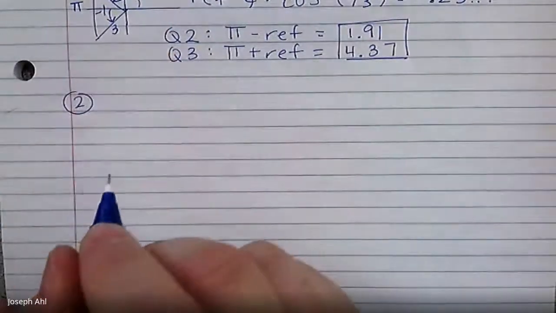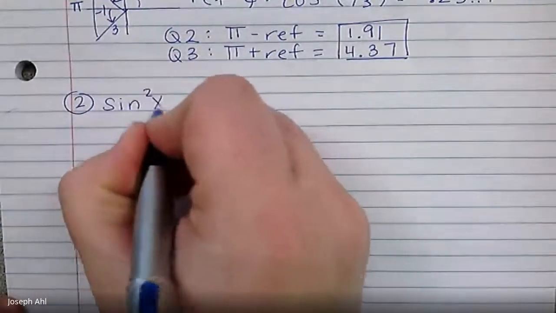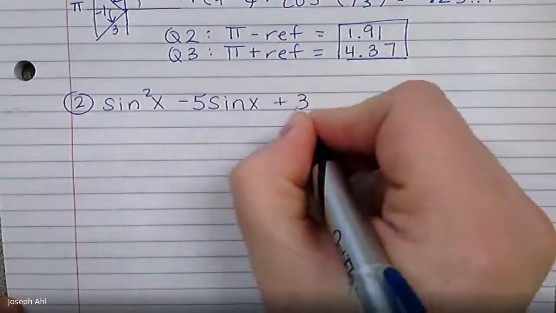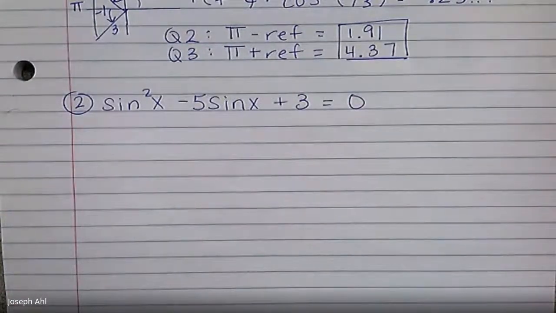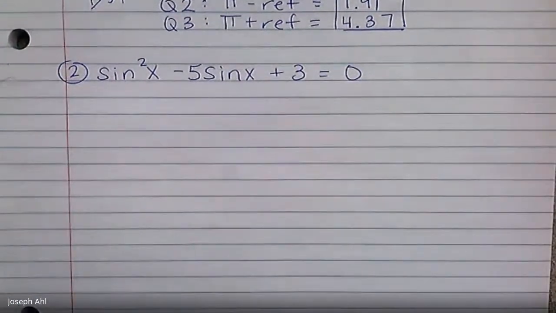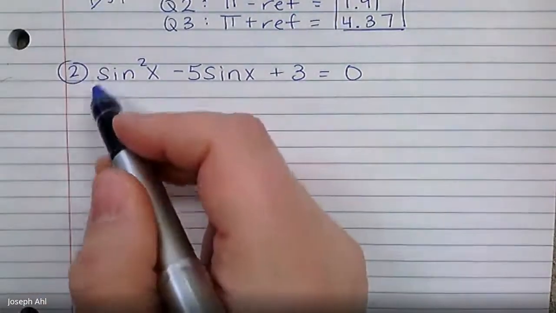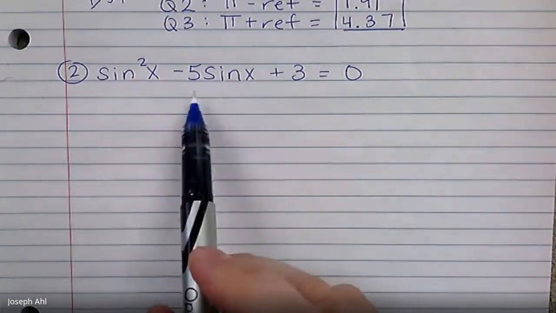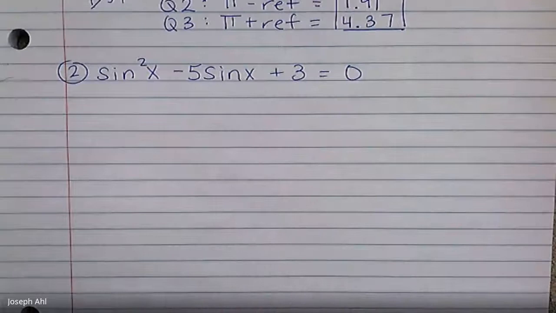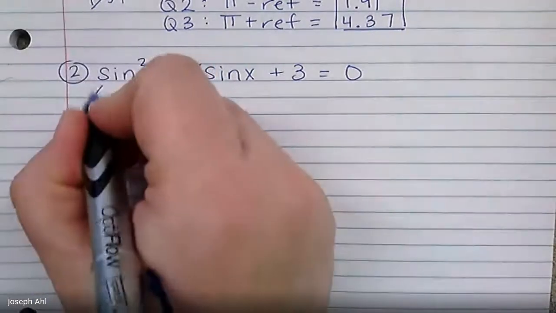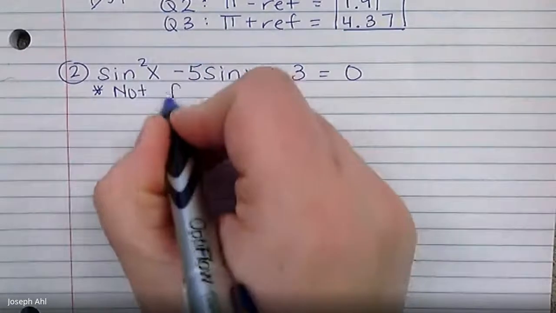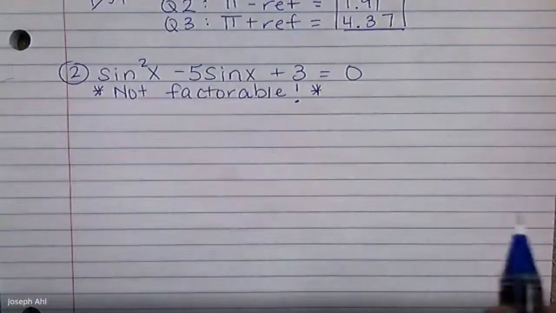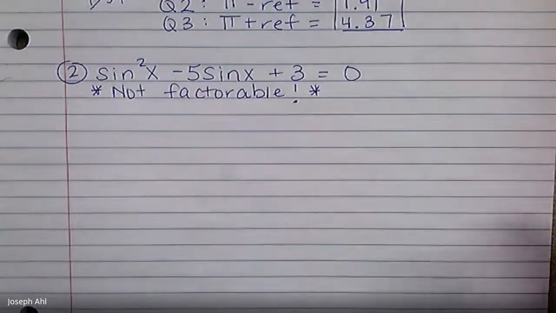Number 2. We're going to solve sine squared x minus 5 sine x plus 3 equals 0. When I go to solve this, at least there's no lead coefficient like there was in the last one. The last one had a 3. But in this one, I have to think about, well, what adds to -5 and multiplies to 3? And the very quick answer to that is nothing. So this is our first example of a quadratic that is not factorable. And since it's not factorable, we have to use another technique to solve it.